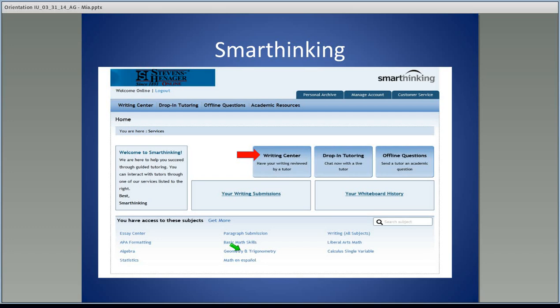Now, when you click on Smart Thinking, it's going to bring you to a page like this. And the most important thing to look at is the writing center. That's where you're going to upload your essay. It's front and center.